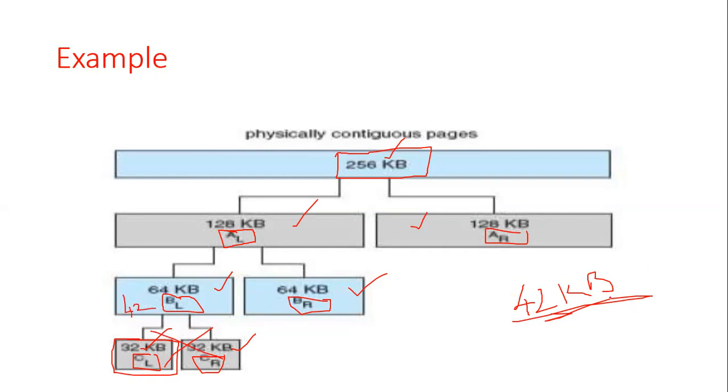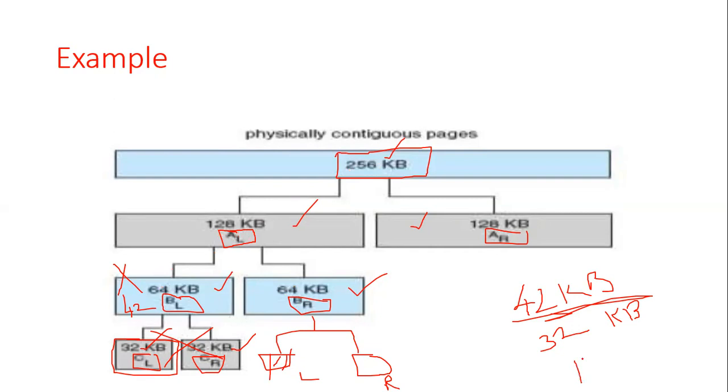Suppose after 42 KB, you want to allocate a 32 KB file. Then what should you do? Here in 256, we have two halves. First, we should concentrate on the left. This is already allocated for 42, so here we have 64. We can divide again into two more. Here we have 32, and again here another 32. This is left and this is right. In this left part, we will allocate the 32.